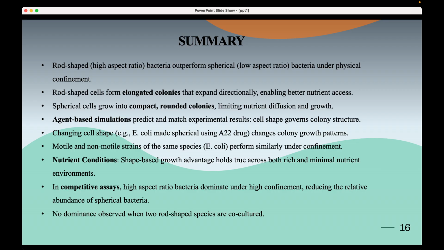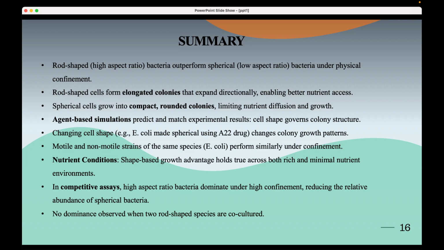So, finally, in competitive assays, rod-shaped bacteria outperform the spherical ones under confinement, but when two rod-shaped strains were grown together, neither dominated, suggesting that cell shape was a key factor in competition, but not the only one. So, to sum up, this study clearly demonstrates that bacterial morphology strongly influences colony structure and growth under confinement. Rod-shaped, high aspect ratio bacteria outperform the spherical, low aspect ratio bacteria under physical confinement.